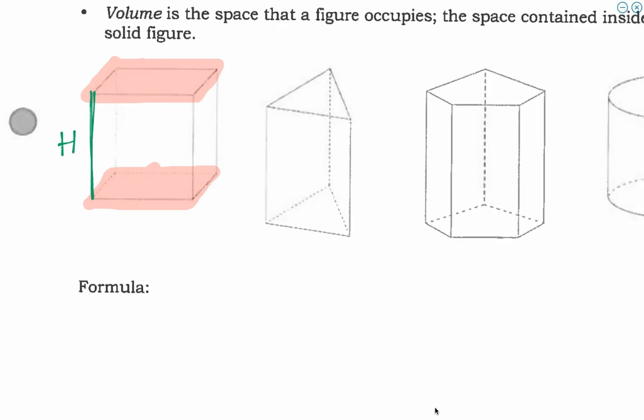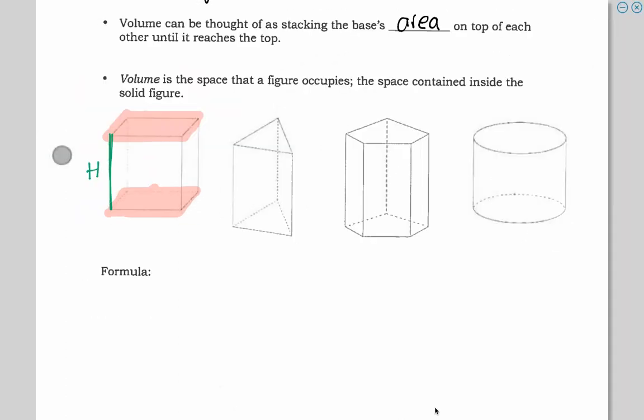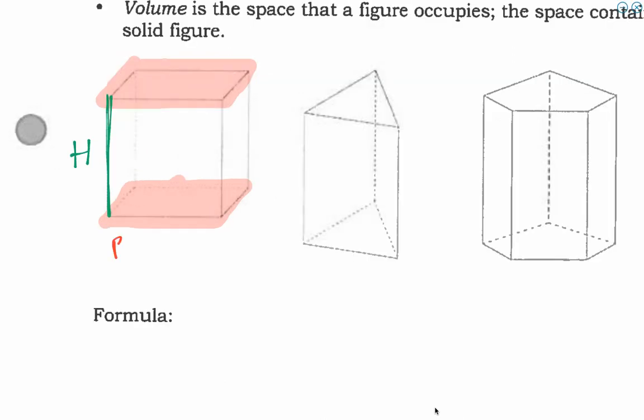So in this case, when we have a rectangle for the base, we will calculate that area. Instead of A equals, we're going to call it B equals length times width.